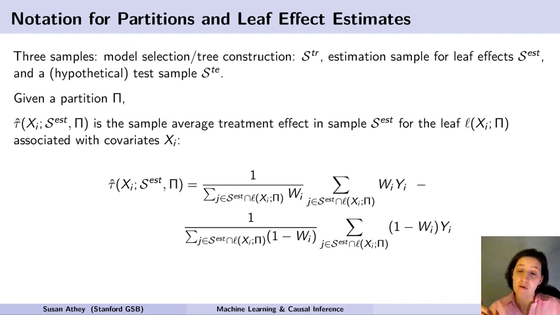Once I have the rectangle that this unit lives in, my estimate of the treatment effect is just the sample average treatment effect for that unit in the leaf. And so all this notation is just saying that it's the difference between the sample average of the treated outcomes in the leaf and the sample average of the control outcomes in the leaf. And so here, what we're summing over are the units in the estimation set that lie in the same leaf as this x.